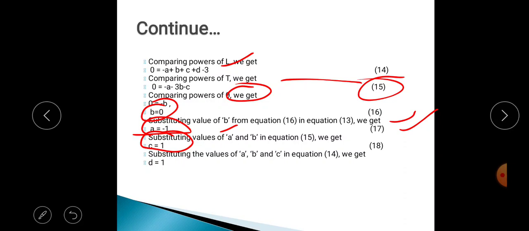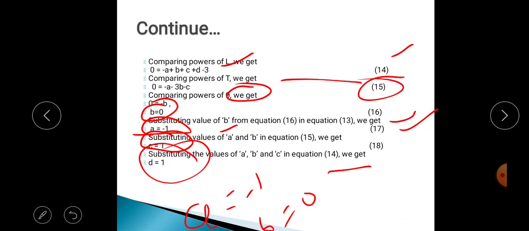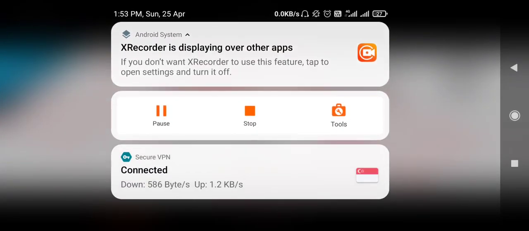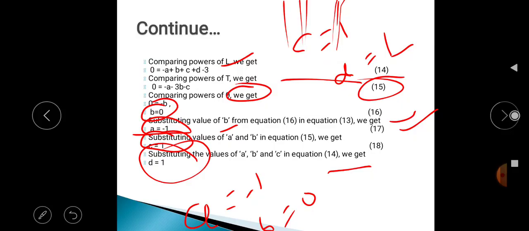Then we substitute the values of a, b and c in equation 14 here. So we will get the value of d, which is 1. So in this way we get the value of each term: a equals minus 1, b equals 0, c equals 1 and d equals 1 also. So in this way we get the values of a, b, c and d.